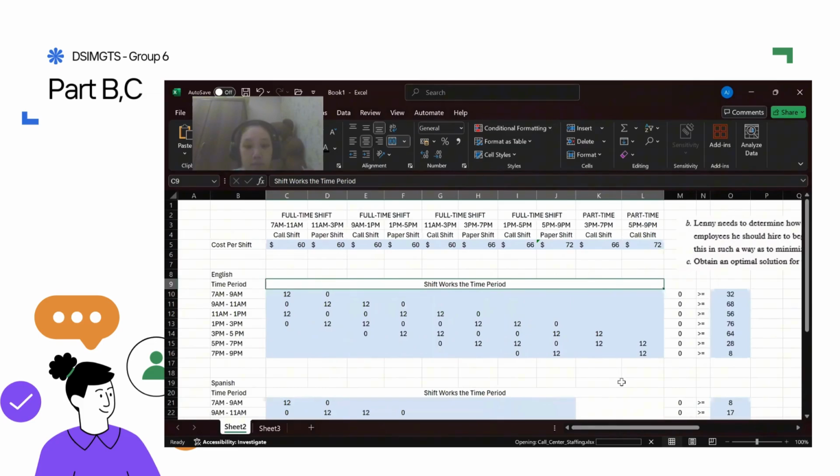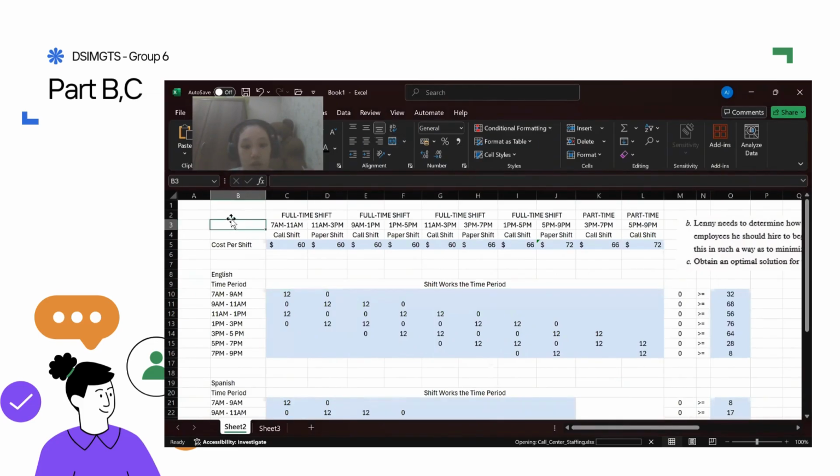For letter B, we have to formulate a linear programming model. So the group formulated this template. For each shift, it is 8 hours, 4 hours on call shift, and 4 hours on paper shift. So for 7 a.m. to 11 a.m., it is 15 times 4, since every hour it is $15 per shift. Next, 11 a.m. to 3 p.m., the same. 9 a.m. to 1 p.m., 1 p.m. to 5 p.m., 11 a.m. to 3 p.m.